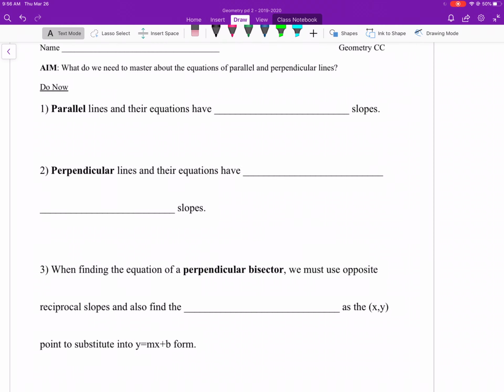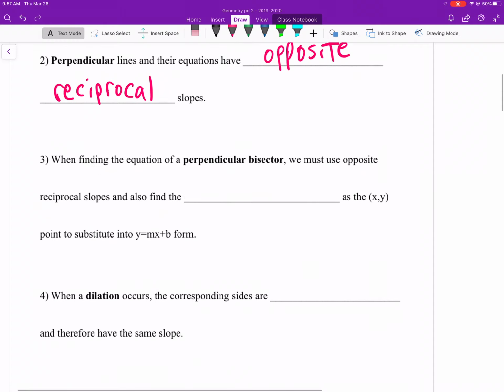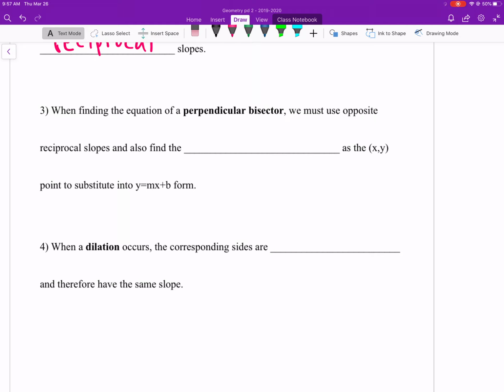Parallel lines and their equations have the same slopes. Parallel lines, same slope. Perpendicular lines and their equations have opposite reciprocal slopes. So remember, find the slope, you're going to flip it and change the sign, either positive to negative or negative to positive.